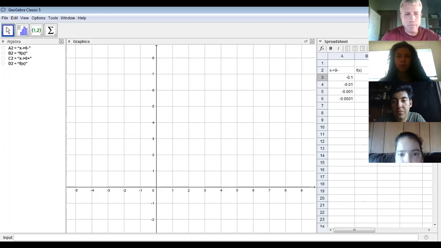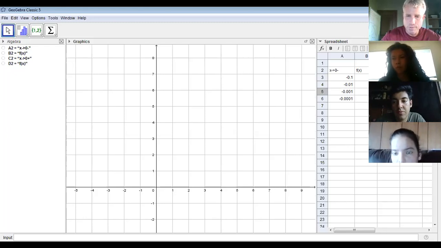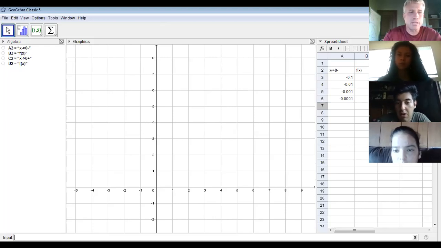And then we had the positive numbers, right? We had, hey, do a dime, do a penny, do a fraction of a penny, and then do the point. And the thing that's nice about using GeoGebra is I can type the function down into the input bar.